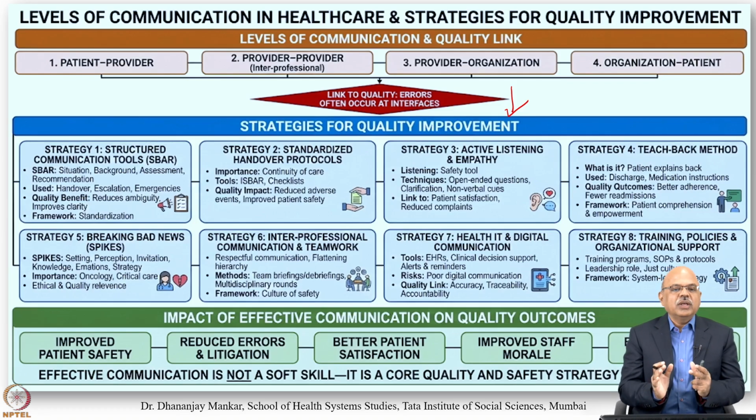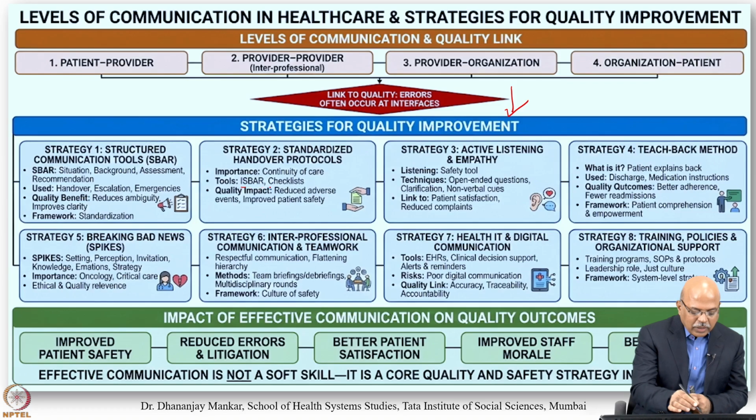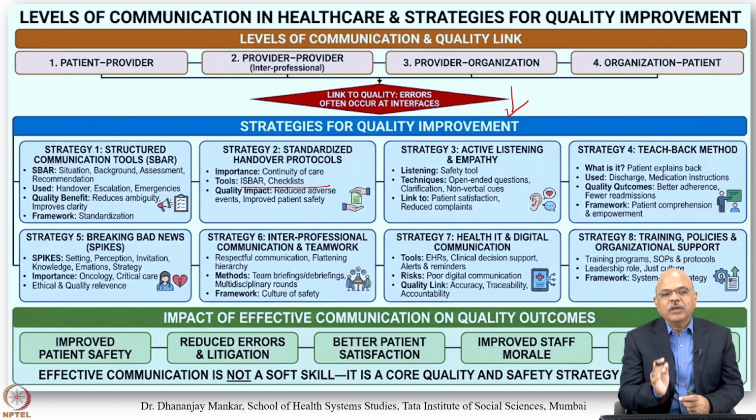The second strategy is standardized handover protocols. If the hospital is working on this strategy, it is important to say that it is identified as a way of ensuring continuity of care. The tools can be ISBAR and the checklist, which play a major role in improving the handover protocols. The quality impact can be seen as reduced adverse events and improved patient safety.